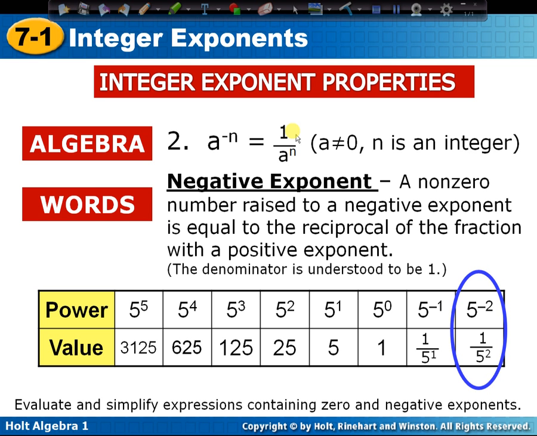In words, any non-zero number raised to a negative exponent is equal to the reciprocal of the fraction with a positive exponent. And reciprocal, again, just means flip the fraction. So on your worksheet that you're taking notes on, you should have just "positive exponent" filling in that blank there. Positive exponent is all you have to use to fill in that blank.